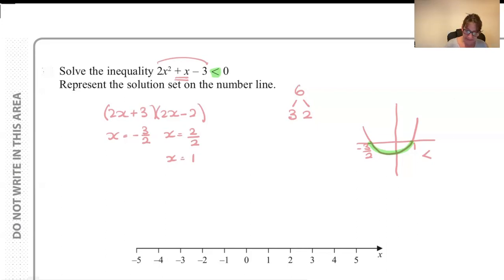Because my inequality does not have the equal sign, I will be putting an open circle over the 1. Minus 3 over 2 is minus 1.5. Remember, you are on a calculator paper, so if you wanted to double check the decimal on the calculator, you could. And then you just draw it together.